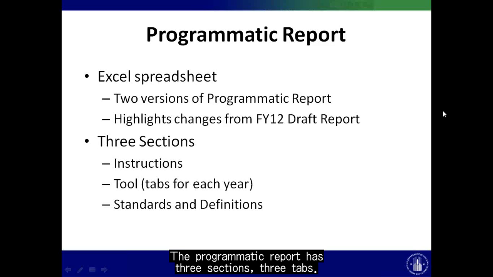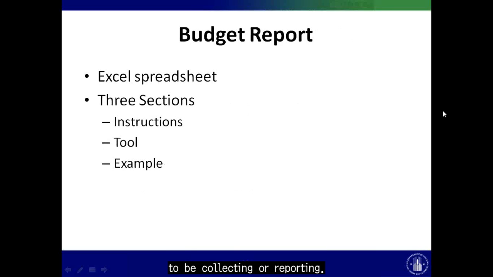The programmatic report has 3 sections, 3 tabs. The first tab is instructions, the second tab is the tools, and actually there are tabs for each year. And then the standards and definitions, which are kind of your encyclopedia, your reference if you have a question about what data you're supposed to be collecting or reporting. The budget report is also an Excel spreadsheet and also has 3 sections: the instructions, the tool, and, with the budget report, we're going to look at a sample that is in there.